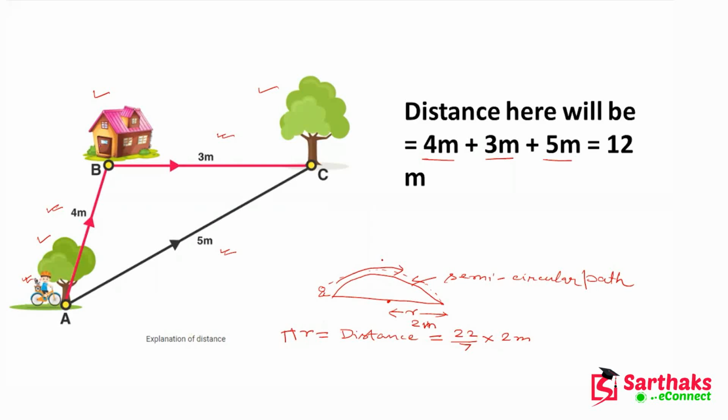Similarly, if I am taking another example, here I am drawing a circular ground, and this is the track.